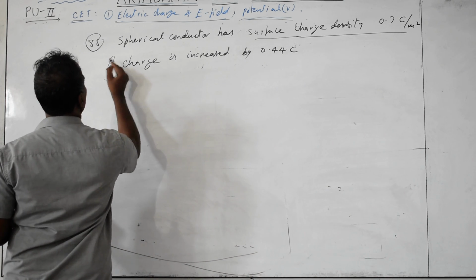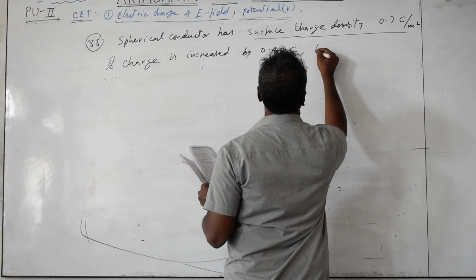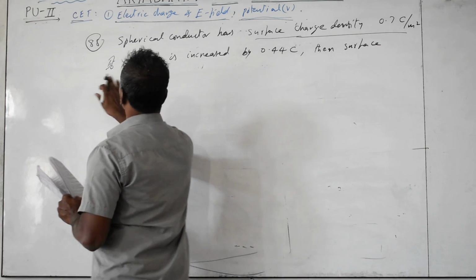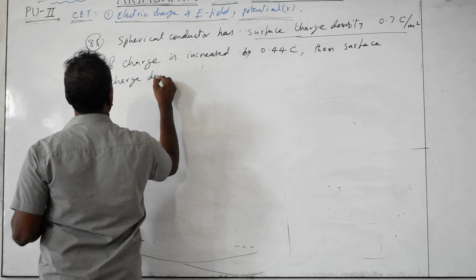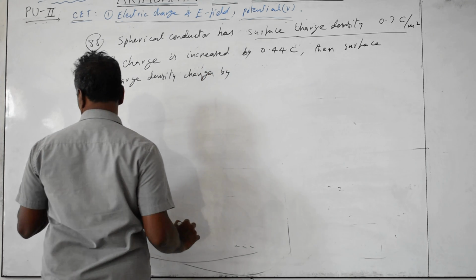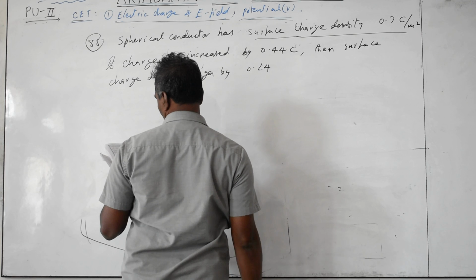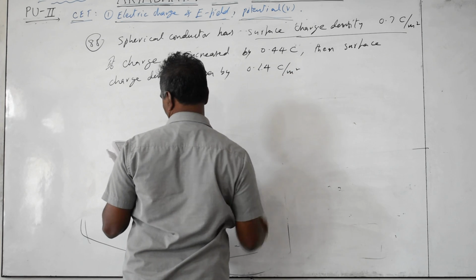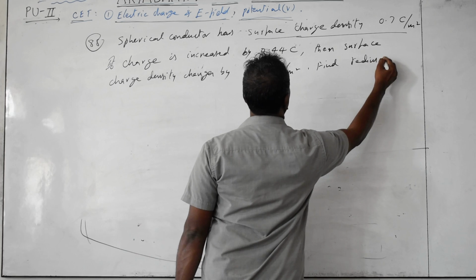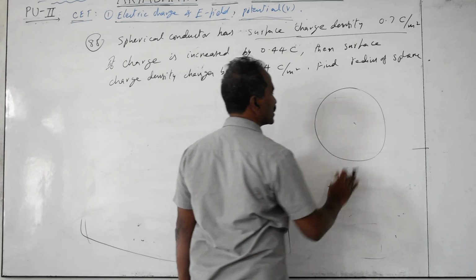I write as: if charge is increased by 0.44 coulomb, the surface charge density changes by 0.14 coulomb per square meter. Find the radius of the sphere. One sphere is there having the charge on the surface.